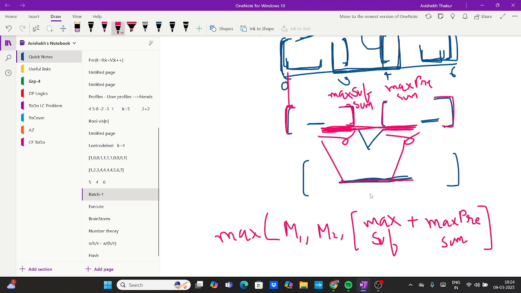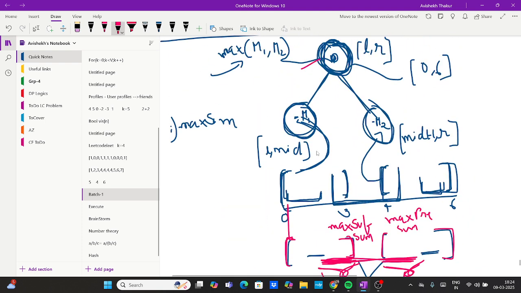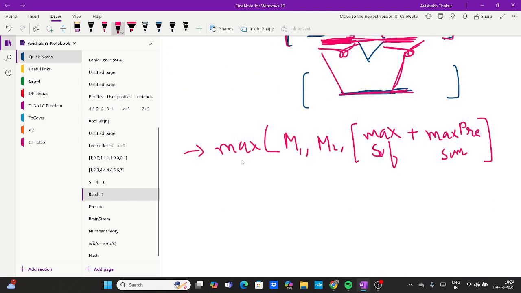See, don't think how we will get this. First think about this portion. The blue portion is nothing but, when we combine these two subarrays together, this portion plus this portion only, right? What do you think? Yeah, correct. Okay. So can I say for this node, these are the only possibilities?